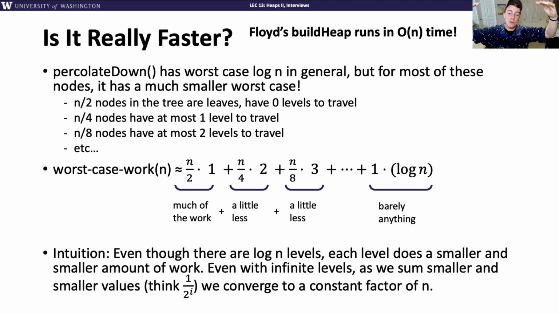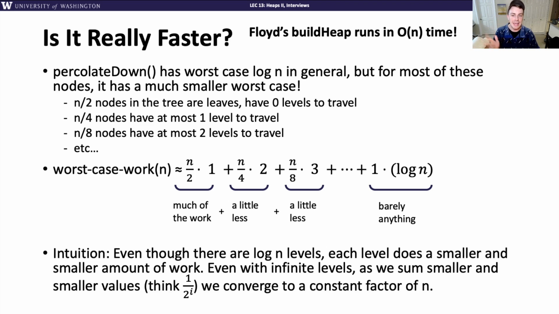An eighth, 2 levels to travel, all the way up to the logarithmic n height. And so you kind of have this weird geometric sum where much of the work is only doing some constant step, a little less of the work is doing 2 steps and then 3 steps, all the way to that last one. In the worst case, we'll have to go down all log n. And so even though there are these log n levels, and at the top they might be doing this log n work, very few nodes actually have this worst case. Most of them are near this constant time.